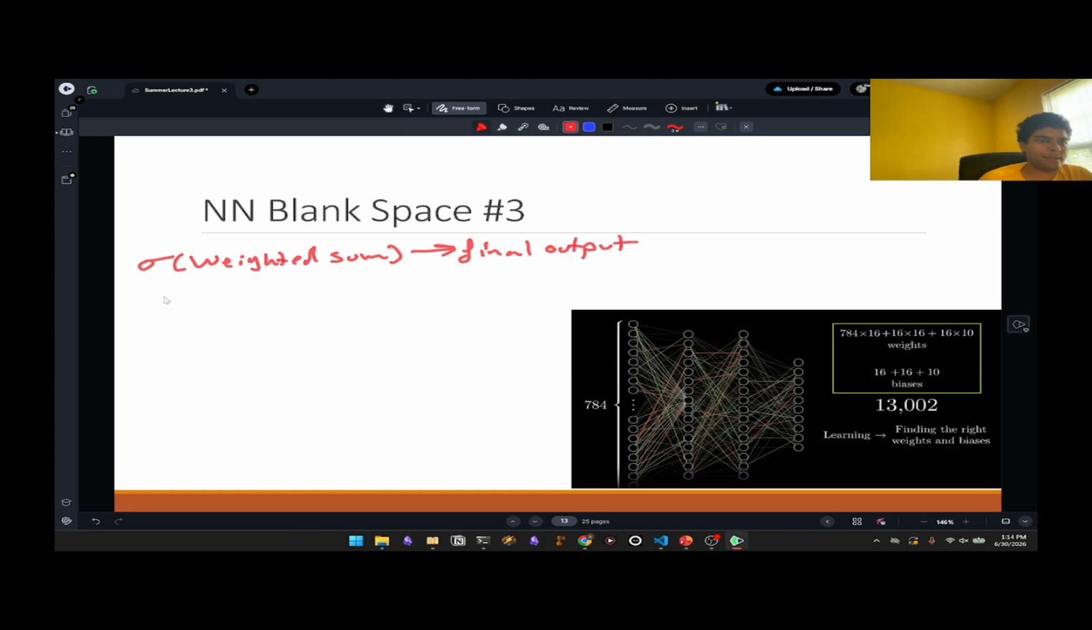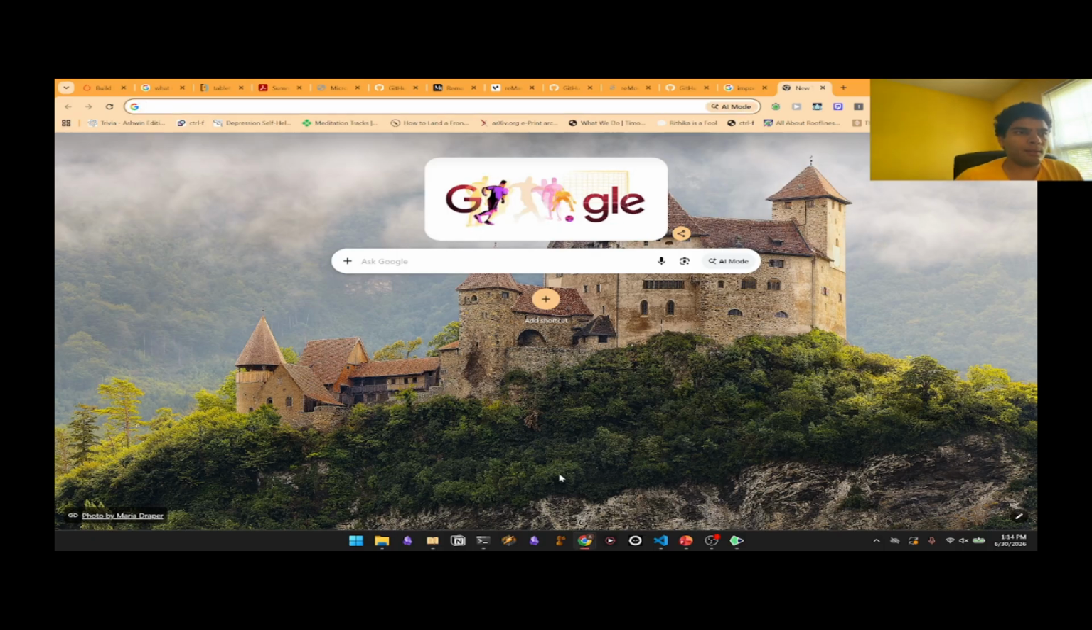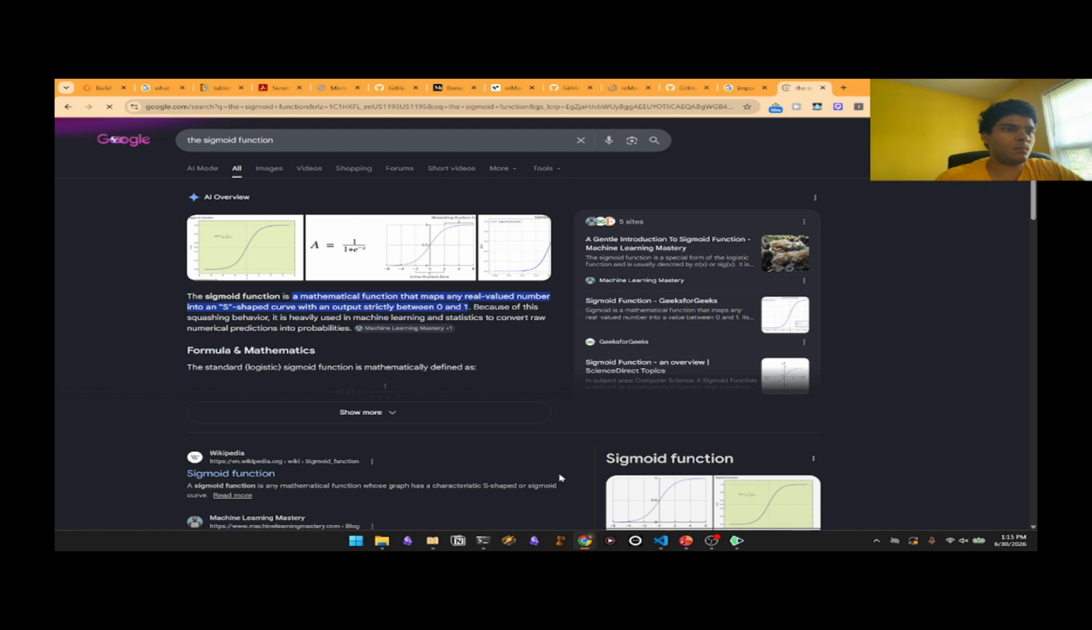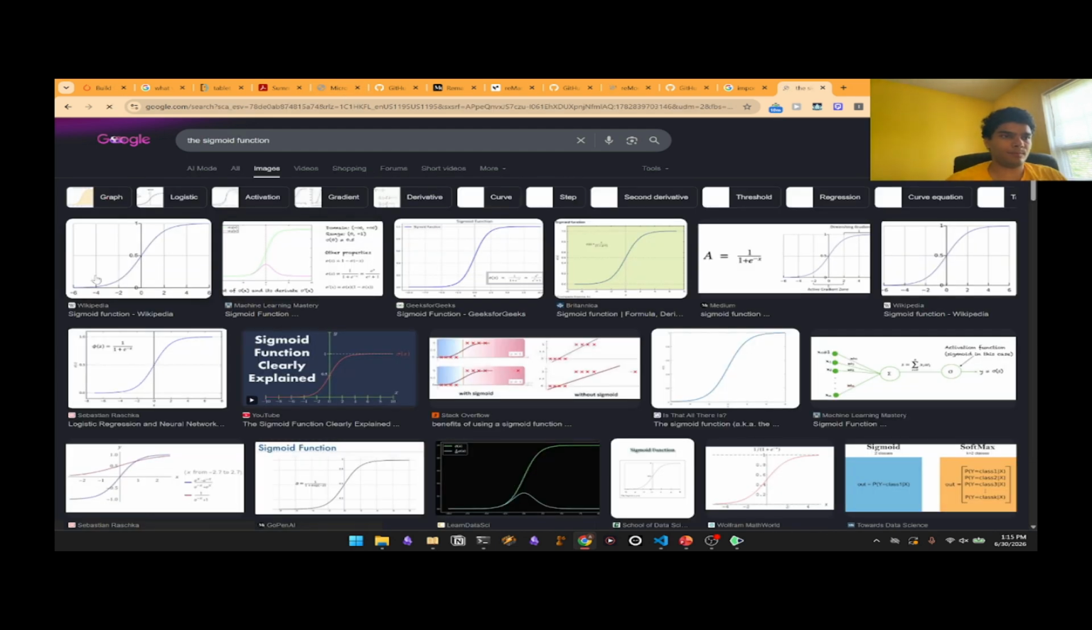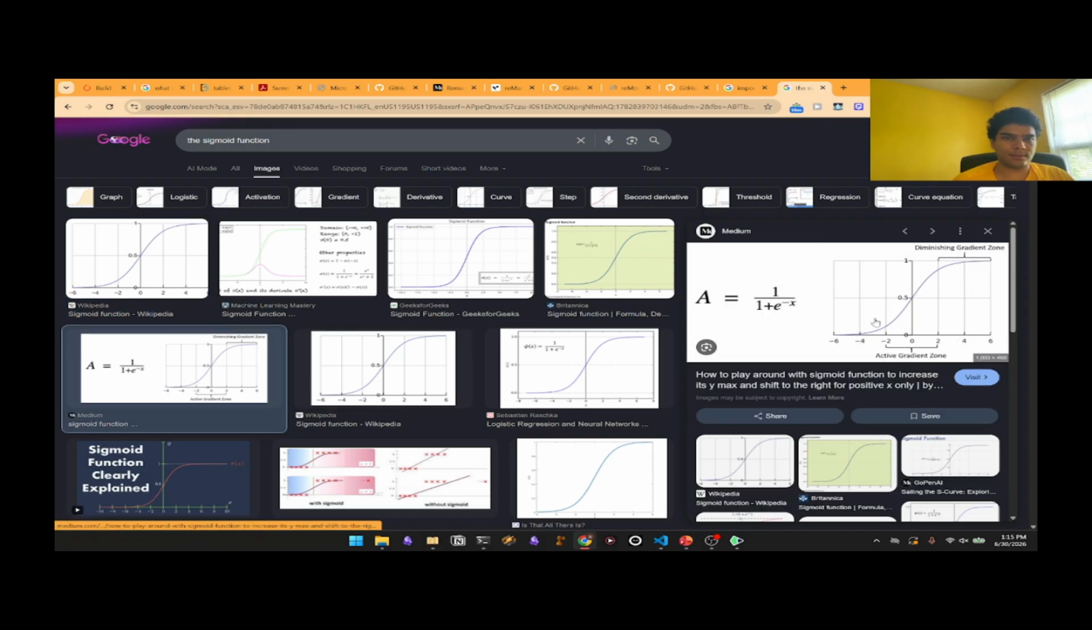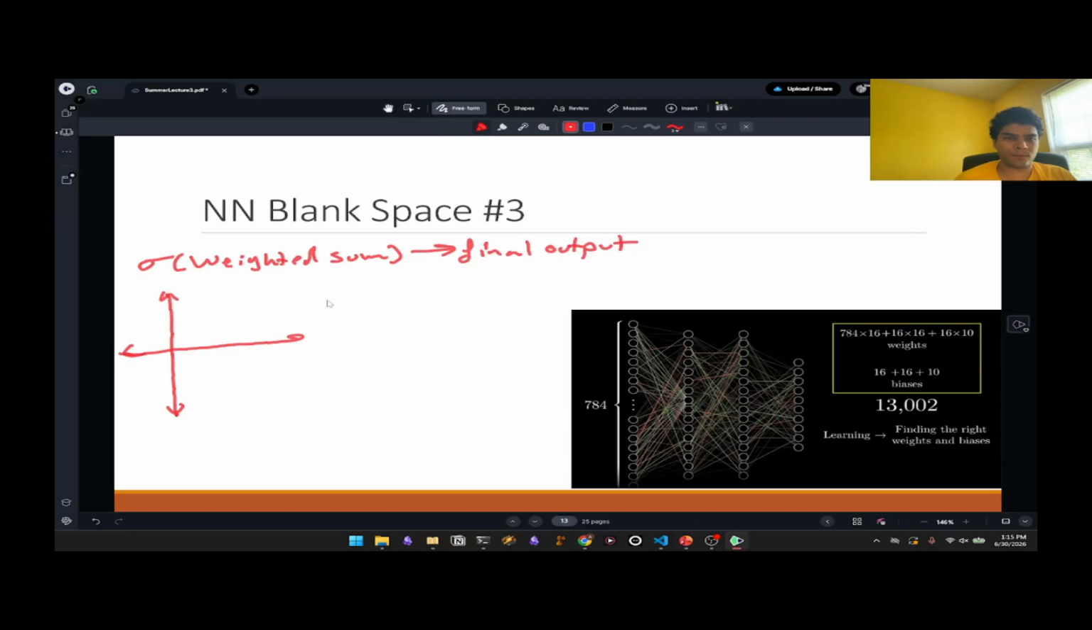Okay, so what exactly does this mean? Well, more concretely, there's this function called the sigmoid function. If you look at what the sigmoid function is, it looks like this. And you can see that it's non-linear in that it has a curve to it. The function is 1 over 1 plus e to the negative x. And so what you do is you take your input and you feed it into this function.